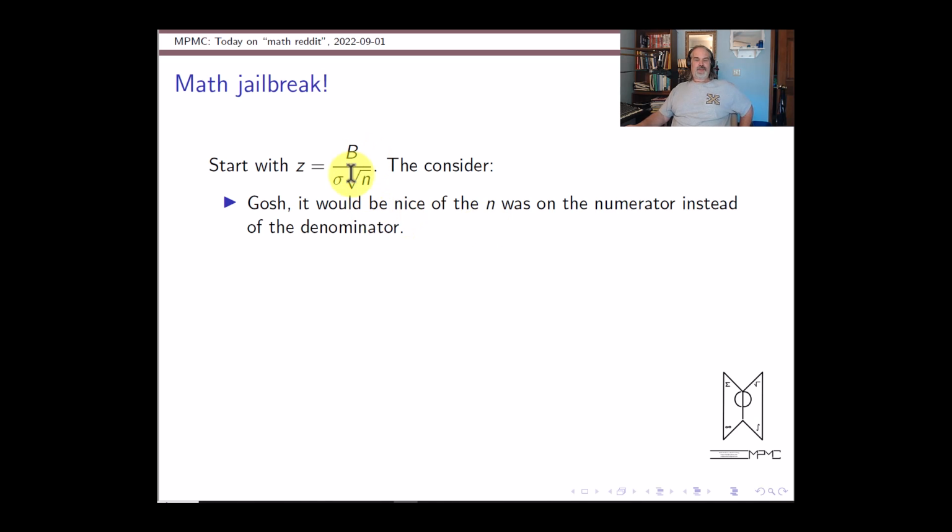So how are we going to think through this? Well, first of all, we're trying to solve this for n. We're trying to jailbreak the n. So boy, it would be nice if n wasn't in the denominator. Okay, well, who's in charge of this? We are.